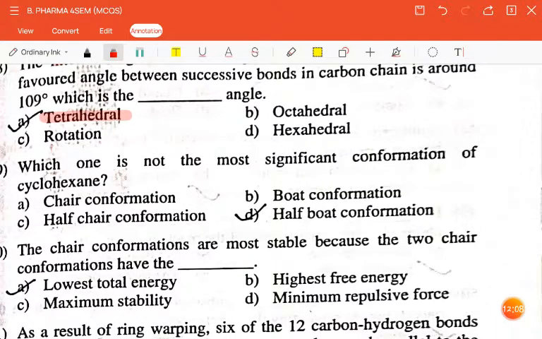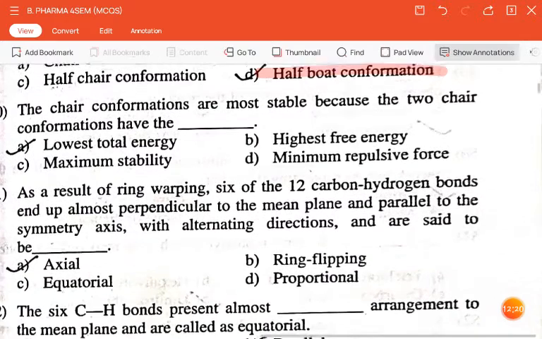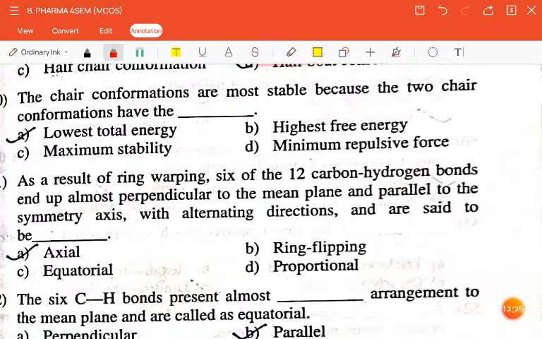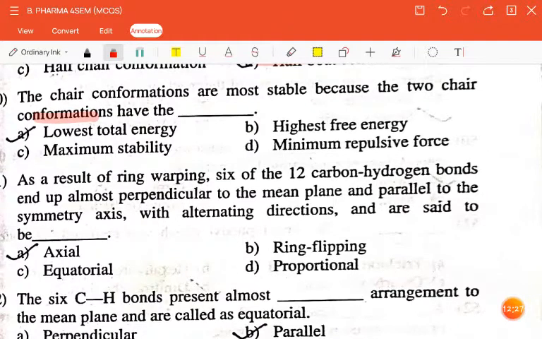The next question is, which one is not the most significant conformation of cyclohexane? Chair, boat, half chair, half boat. So the correct answer is half boat conformation. The next question is, the chair conformations are the most stable because the two chair conformations have the lowest total energy, maximum stability, highest free energy, minimum repulsive force. So the correct answer is lowest total energy.